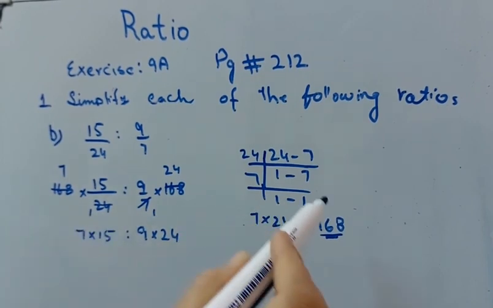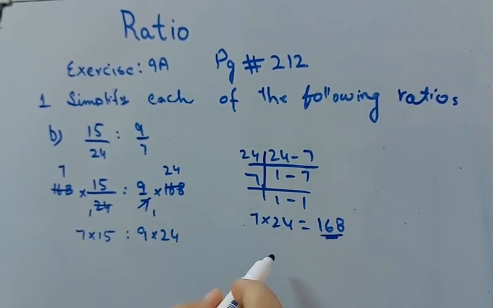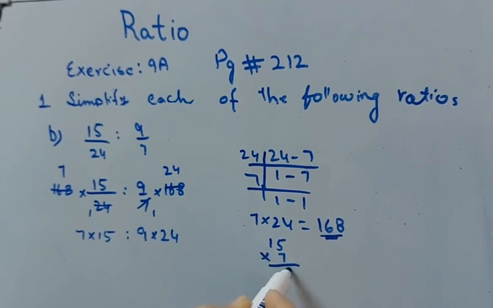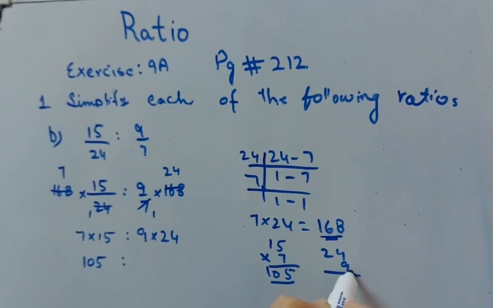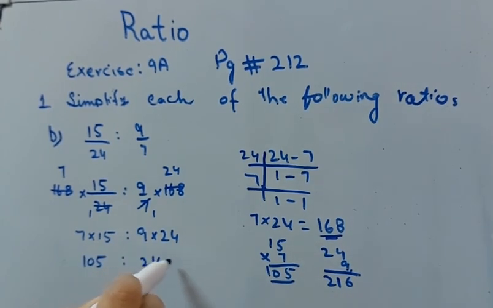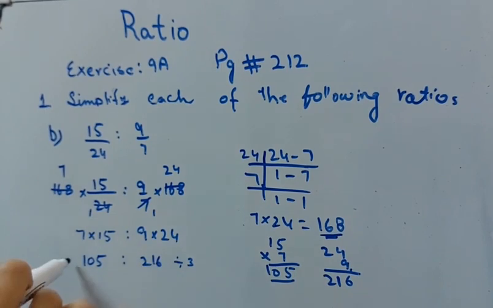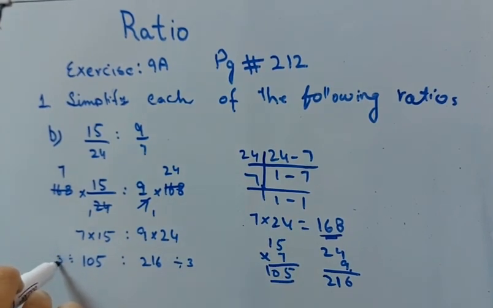So when we multiply 7 with 15, it will become what? 15 multiplied by 7, 35, 3, 105. So it will become 105 ratio what? 24 multiplied by 9, 9 4s are 36, 3, 9 2s are 18 and 21, 216. Both are divisible by which number? 3. So we will divide both the terms with 3.